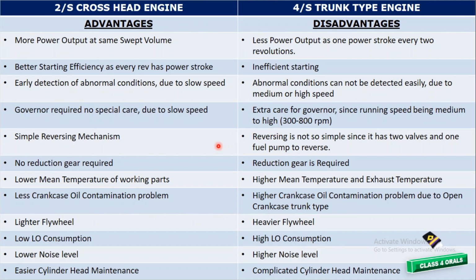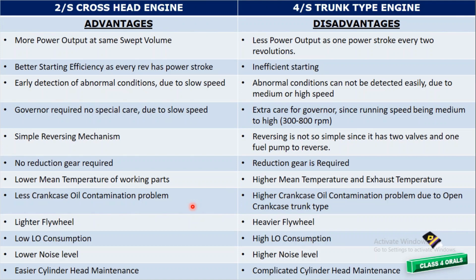Next, in the 2-stroke crosshead engine, a simple reversing mechanism is there, whereas in the 4-stroke the reversing is not so simple since it has 2 valves and 1 fuel pump to reverse. In the 2-stroke, no reduction gear is required, whereas in the 4-stroke the reduction gear is required. In the 2-stroke, a lower mean temperature of the working parts is found, whereas higher mean temperature and exhaust temperatures are found in the 4-stroke.